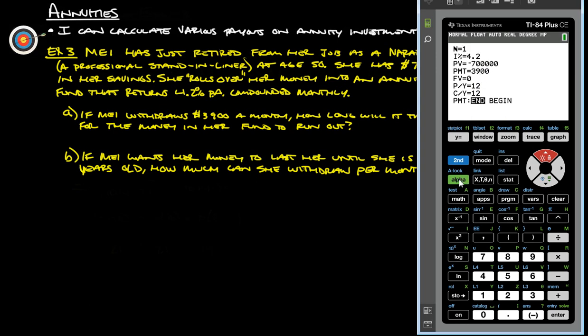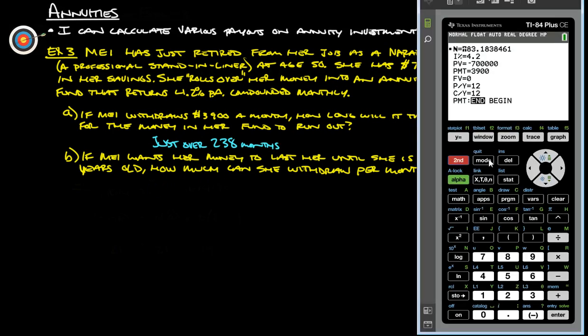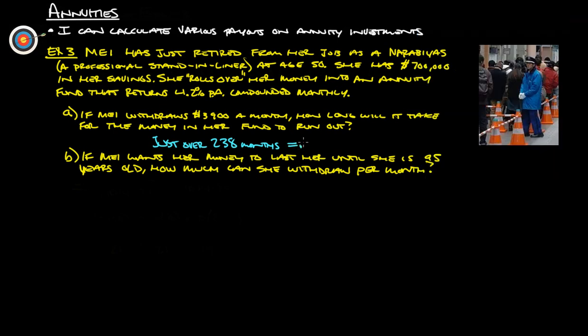Okay, so we highlight the N, we do alpha solve, and we get 238.18. So just over 238 months, right? It was 238. Yep. So second quit, and we can actually do 238 divided by 12. That will last 19.8 years. Okay. So almost 20 years.